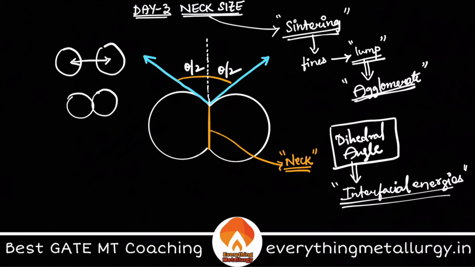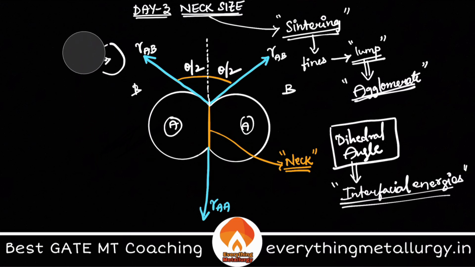Let's assume these are some A particles and I have some B matrix. So this will be gamma AB, the interfacial energy between A and B. This is also gamma AB, which is the same. There will also be some bonding, some interfacial energy between these two particles, which will be along my neck size, something like this, which is gamma AA. Now what can we do further? I'll just erase this.